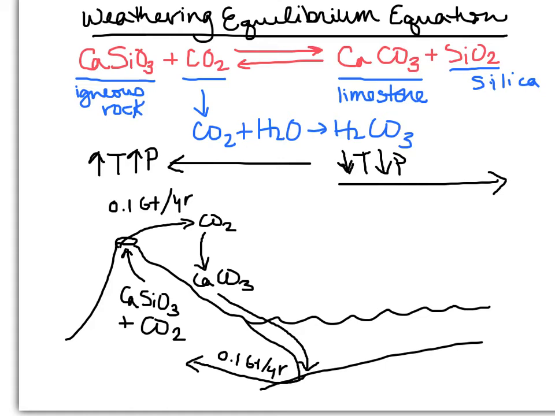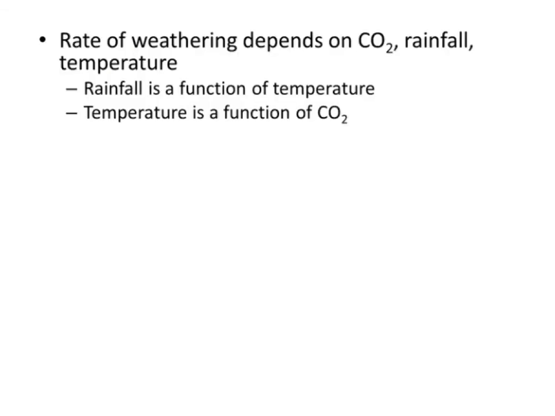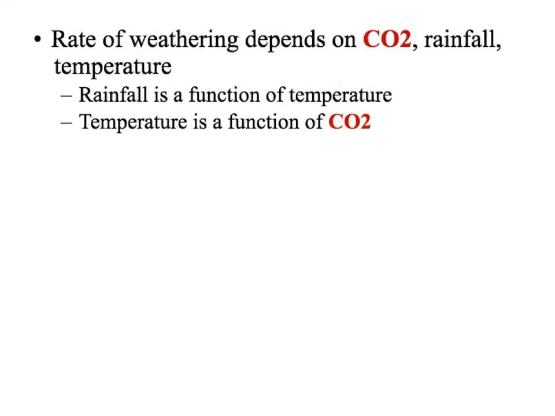And the next thing we're going to talk about is how the degassing rate really sets the amount of carbon dioxide in the atmosphere. Okay, so the rate of weathering really depends on carbon dioxide. It also depends on rainfall and temperature, but because rainfall is a function of temperature, and temperature is a function of carbon dioxide, it's really the carbon dioxide that sets the rate of weathering overall. Here, the carbon dioxide is really what we focus on.